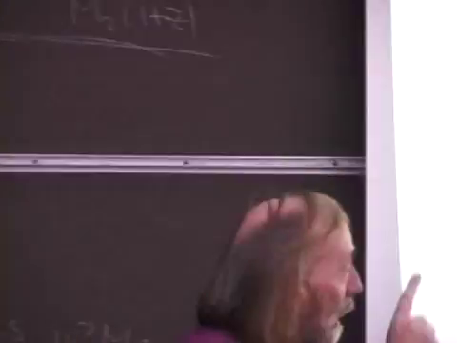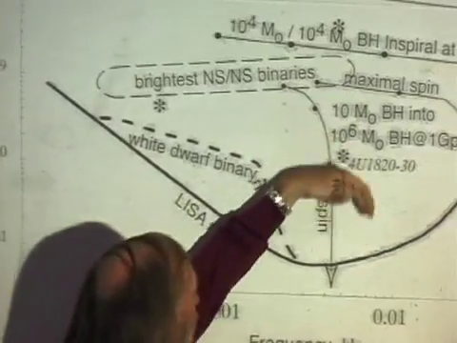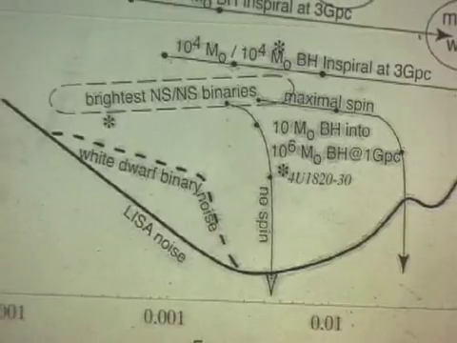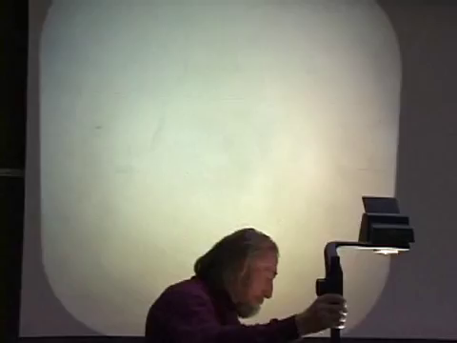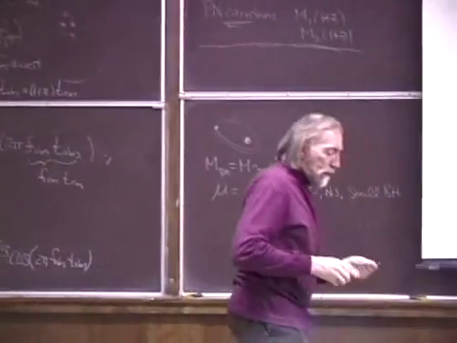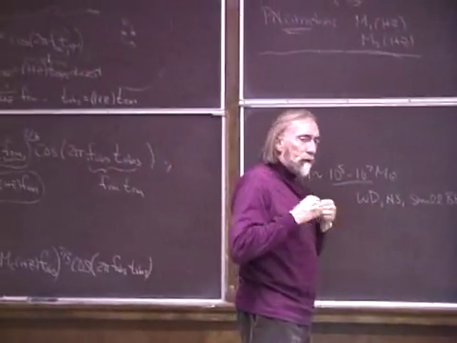Now, what I want you to remember is the number. For 10 solar masses into 10 to the 6 solar masses, we have a signal-to-noise ratio that could be roughly 100. So that's very promising at first sight. So that's what I will talk about.